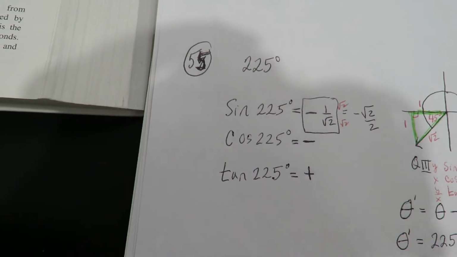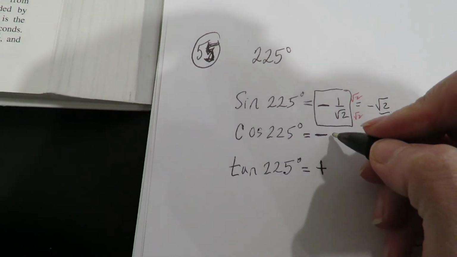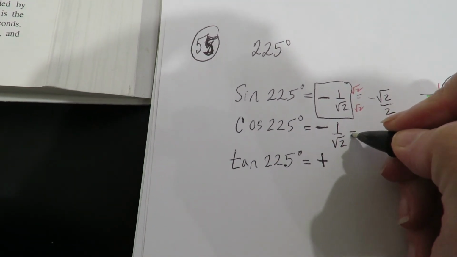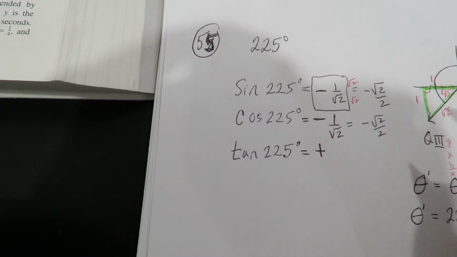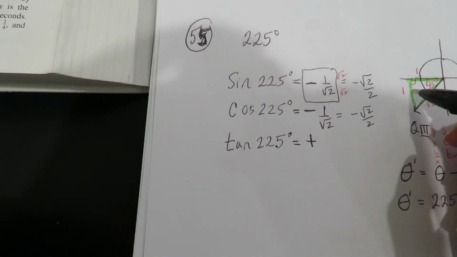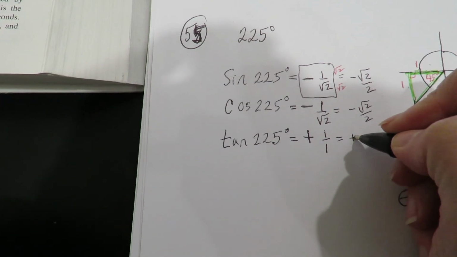That's just rationalizing it. Okay, the cosine is the adjacent over the hypotenuse. So that's negative 1 over radical 2. Again, if you rationalize it, it's negative radical 2 over 2. And the tangent is the opposite over the adjacent, which is 1 over 1, or simply just 1.